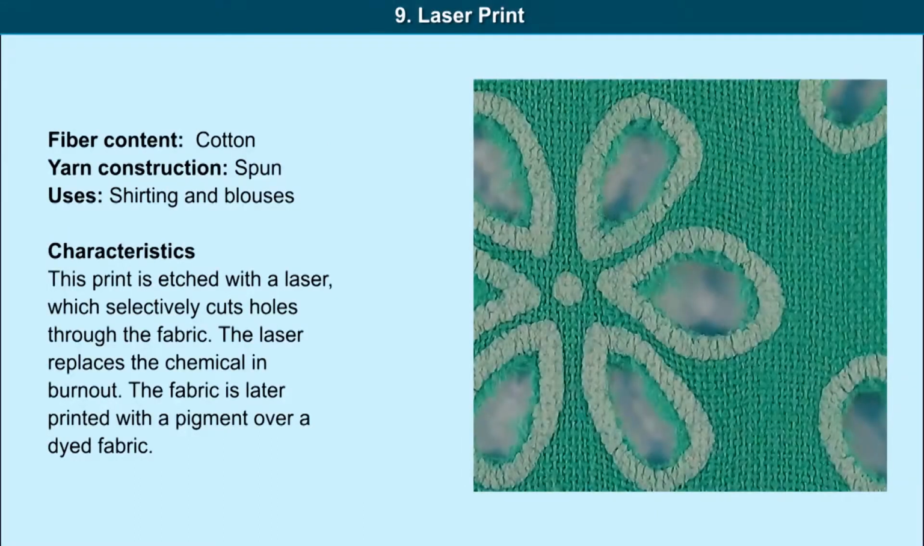Laser print. This print is etched with a laser which selectively cuts holes through the fabric. The laser replaces the chemical in burnout. The fabric is later printed with a pigment over a dyed fabric.